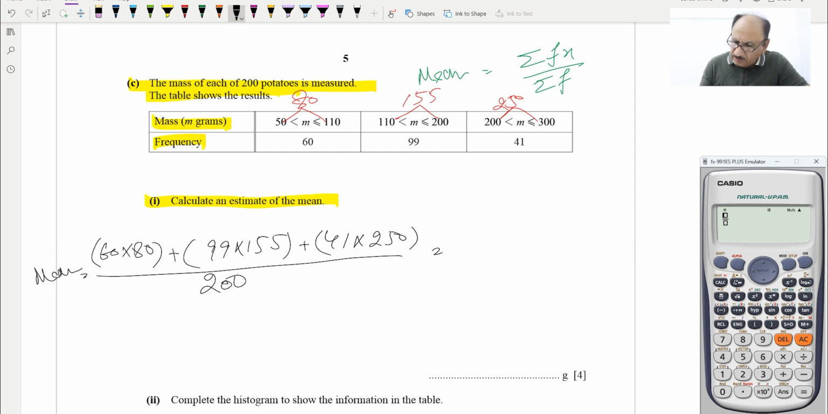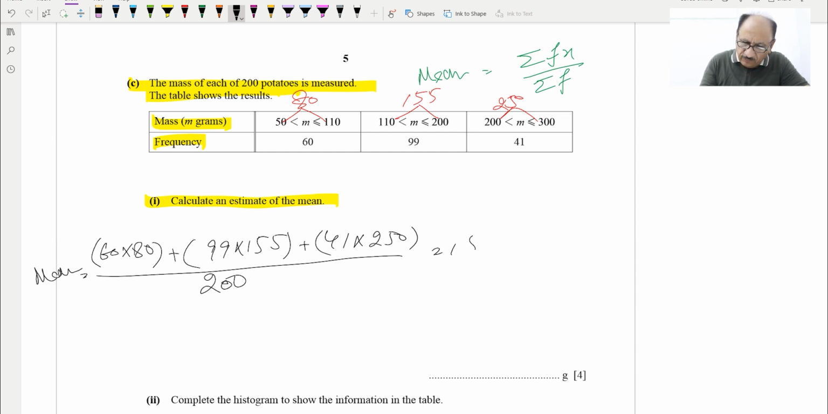We can calculate this: 60 into 80 plus 99 into 155 plus 41 into 250, divided by 200, will give us 151.975. So 151.975 will be our answer for 4 marks.